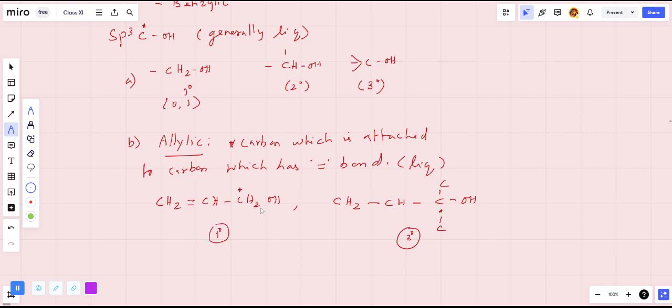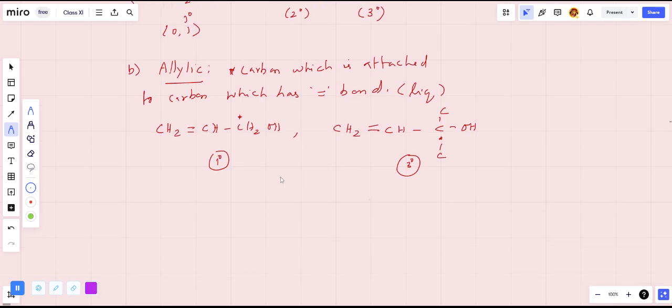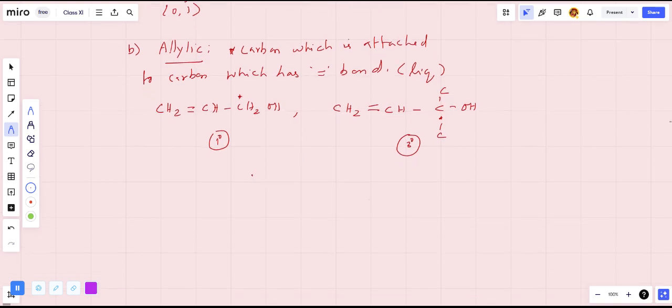Because what we have to say is the star carbon which is attached to a carbon which has a double bond. Actually here it's a double bond. This one is a secondary. So this is allylic. It may be a secondary also. So like this CH2 double bond CH C.